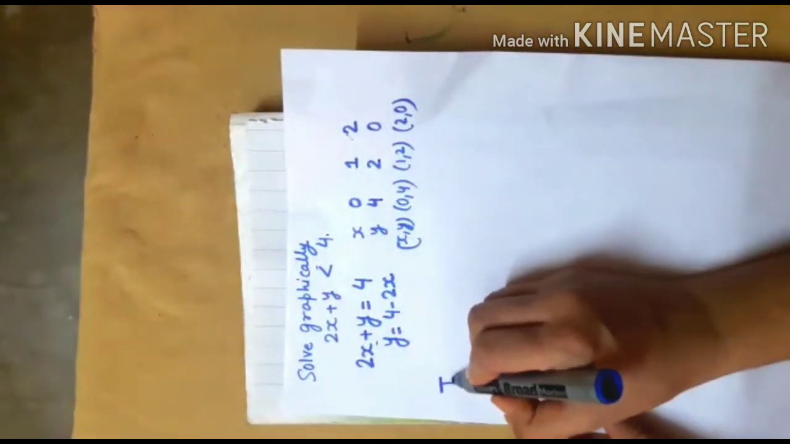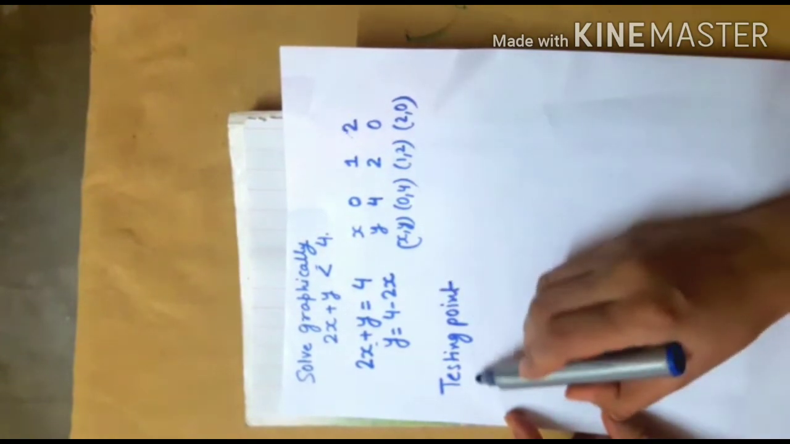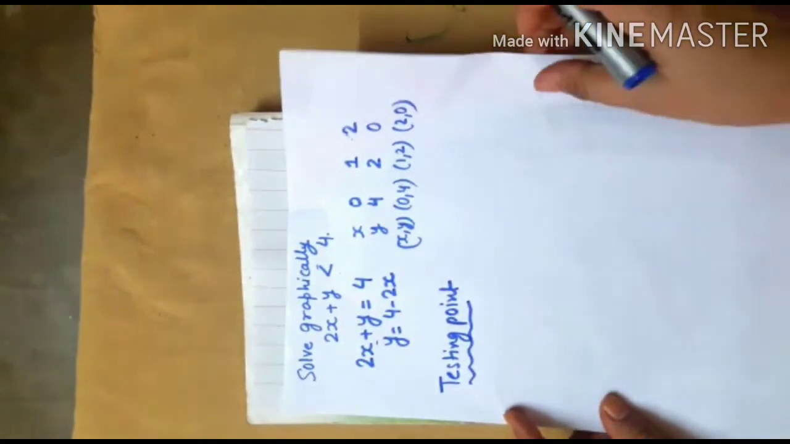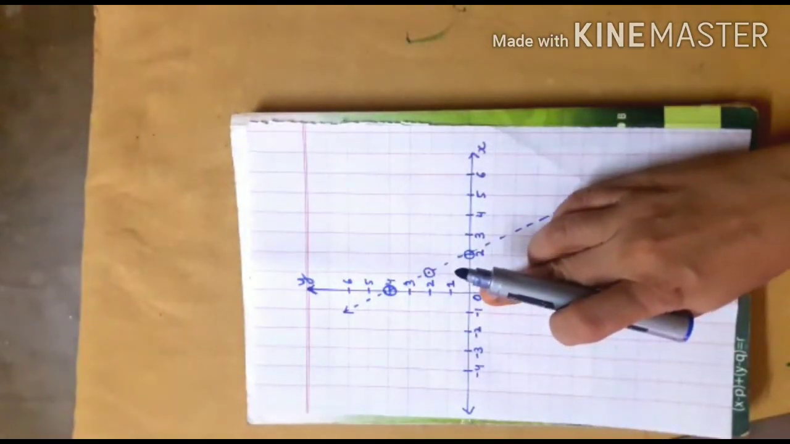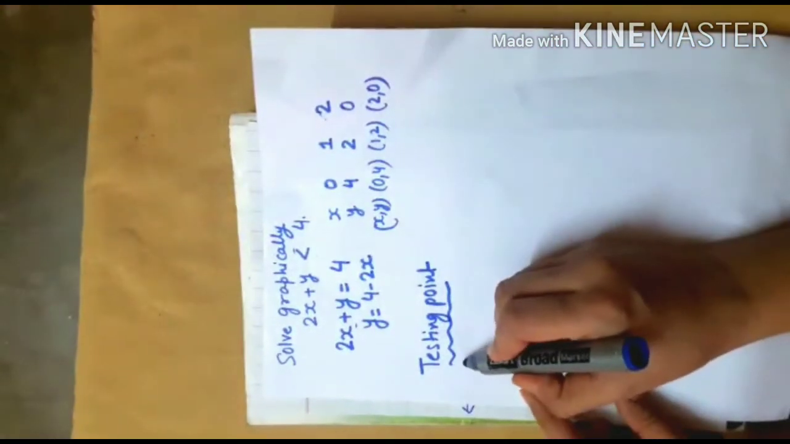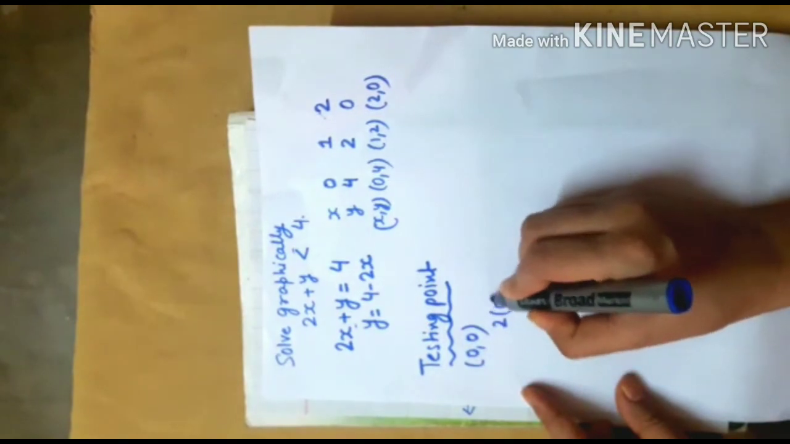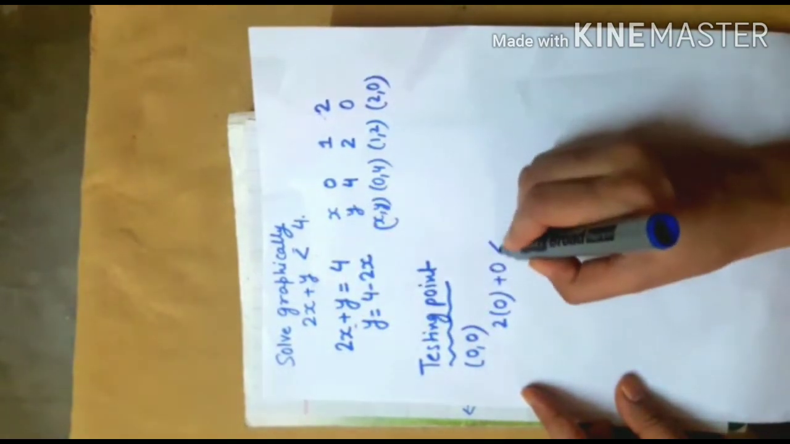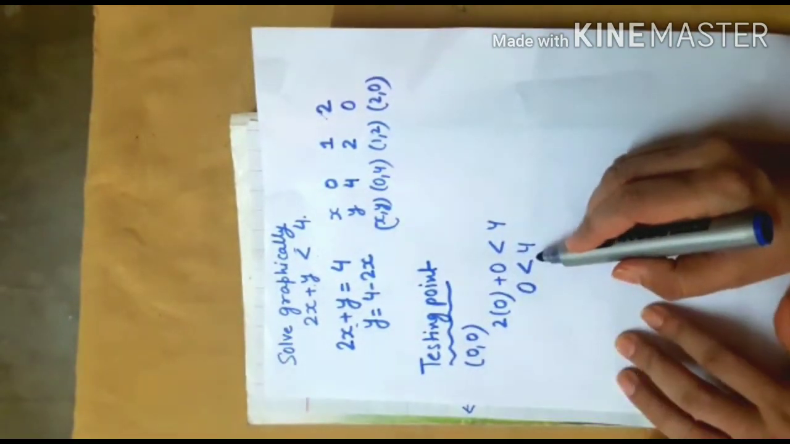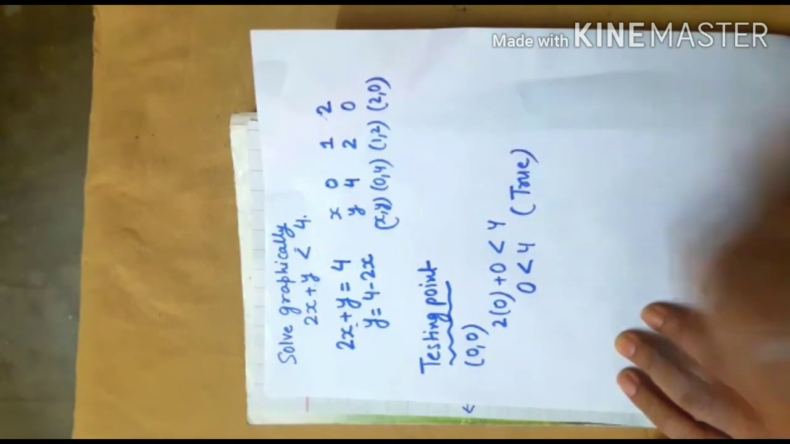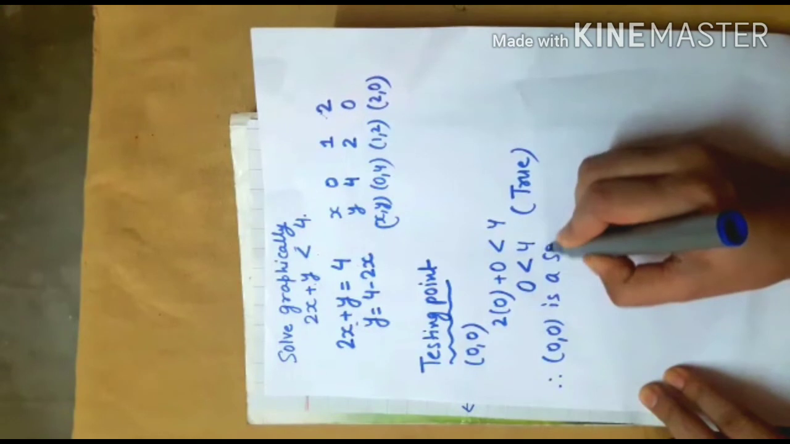So for that, I take the testing point. Yes, the testing point can be any point which does not lie on this line. So I take the testing point as 0, 0. So the testing point is 0, 0. So I put x equal to 0 and y equal to 0 in the given inequality. 0 is less than 4. True or false? It is true. So therefore 0, 0 is a solution.